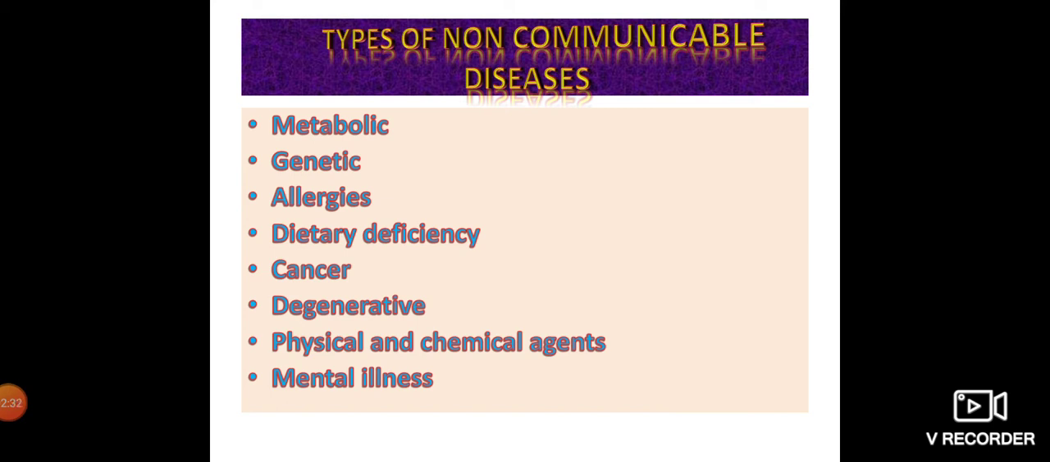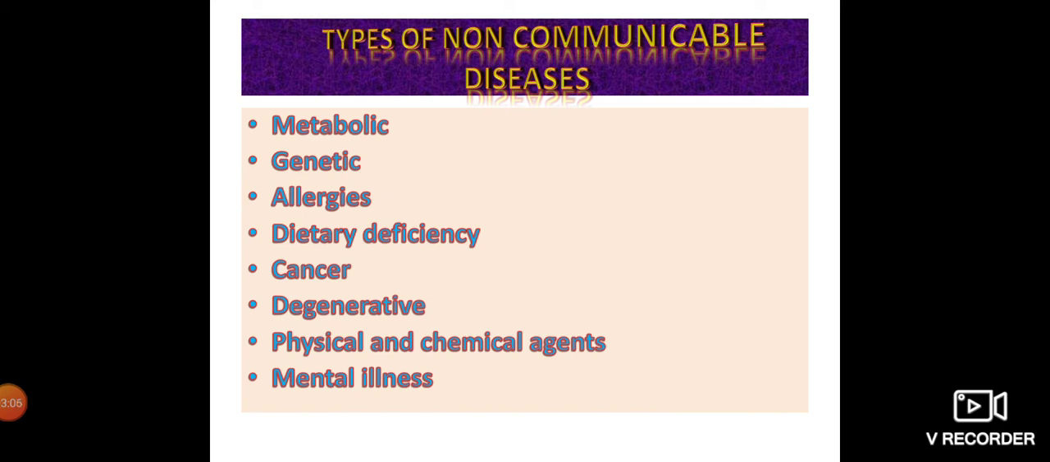Metabolic diseases means diabetes, kidney stones, etc. They are the examples for metabolic diseases. And genetic disease means hemophilia, thalassemia. These are the examples for genetic diseases. And allergies: hay fever, asthma. They are examples for allergies. Then dietary deficiency diseases, examples: beriberi, scurvy, rickets, night blindness, etc. Then cancer, different types of cancers, then breast cancer, leukemia, etc.